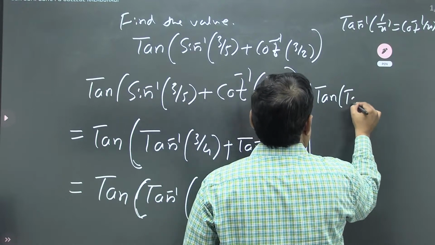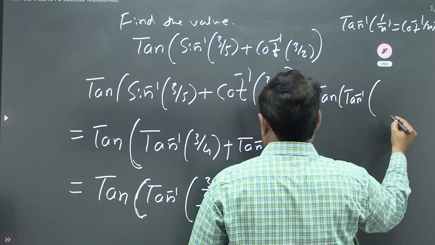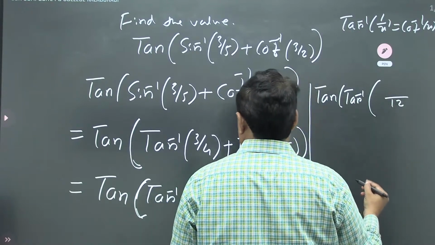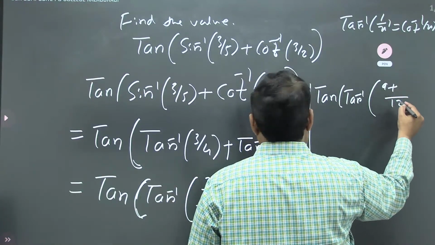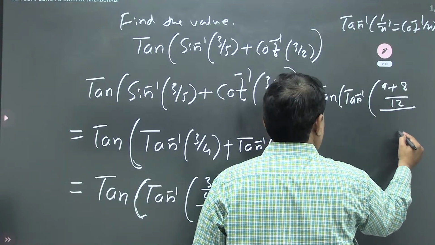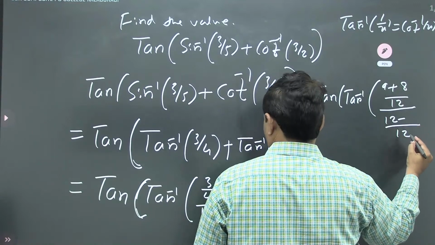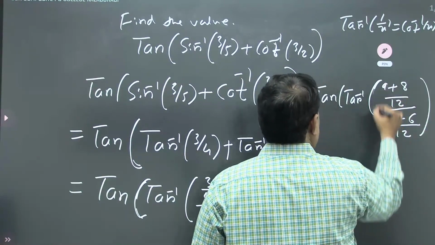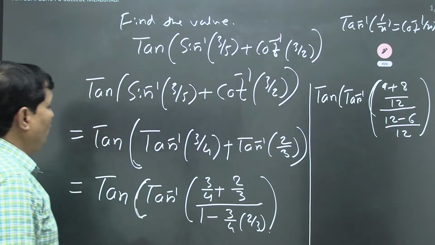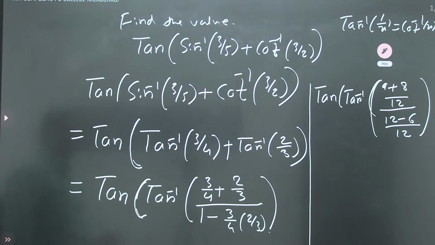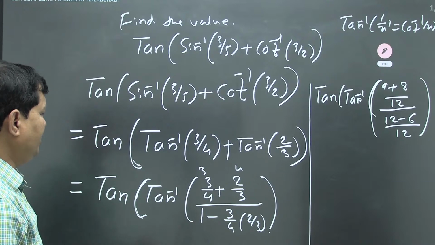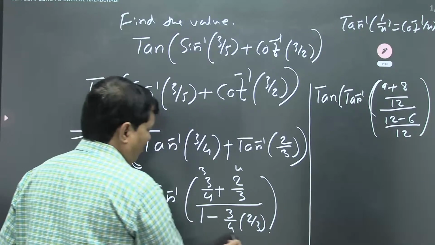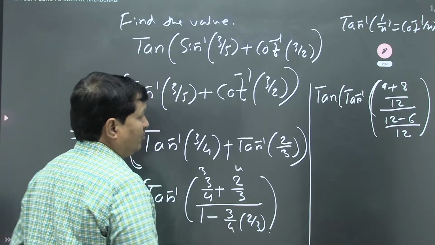tan of tan inverse... okay, simplification of 3 by 4 plus 2 by 3. Okay, what is the LCM? It is 12. 4 3s are 12, 3 3s are 9, 4 2s are 8. In the numerator and denominator, the LCM is 12 again. 12 minus 3 2s is 6.